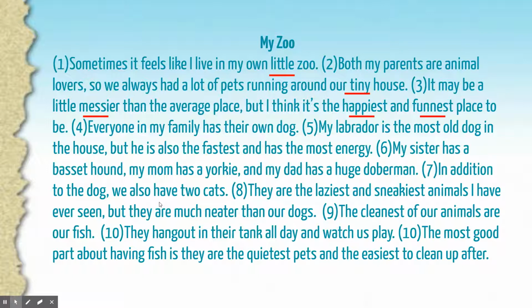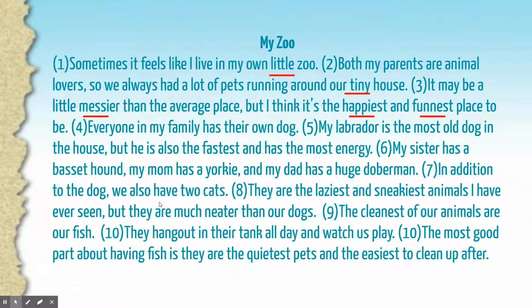And it is funnest. It is comparing their house to all of the other houses. So we add the EST. Sentence number 4. Everyone in my family has their own dog. There is no adjective in this sentence. We're going to go to sentence 5.